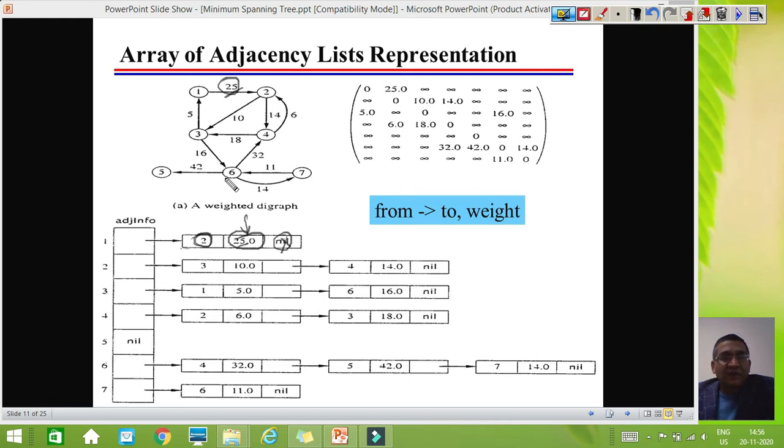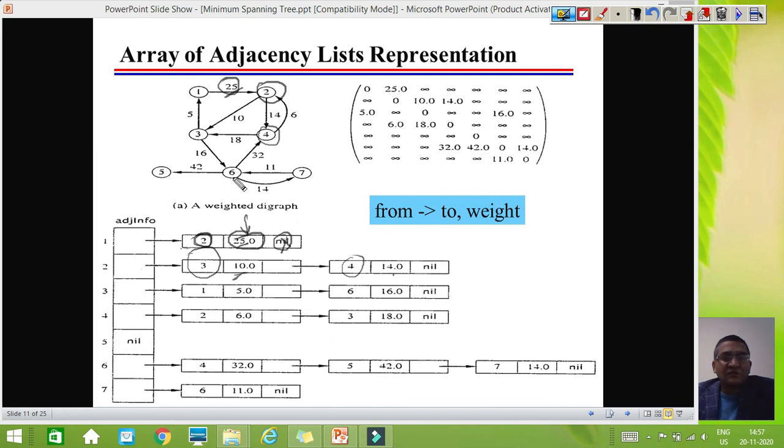Now if you look at 2, from 2 you can go to 3 and you can go to 4. You can go to 3 with the weight of 10, and also to 4 with the weight of 14, and then we don't have any other node that can be reached from 2. This is how we are representing it, and here you can also notice that from the node with value 5, you cannot move to any other node.